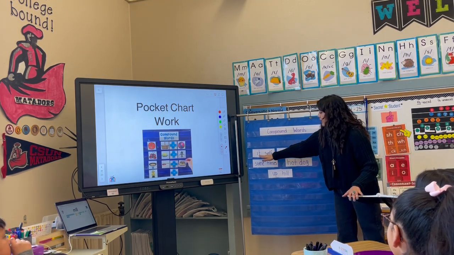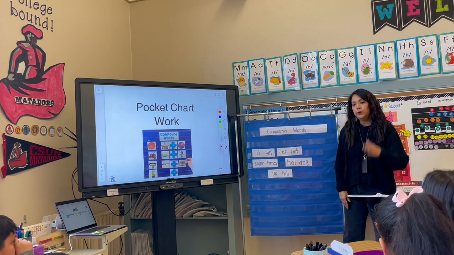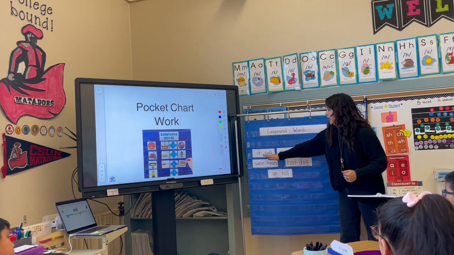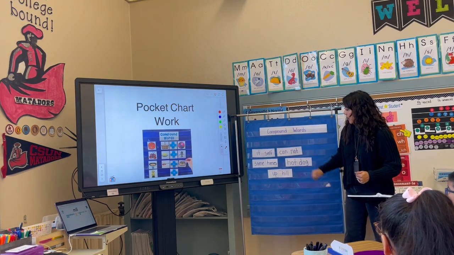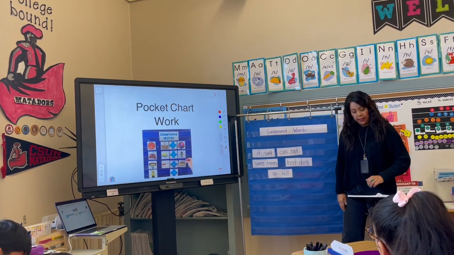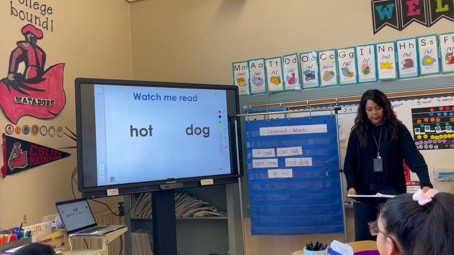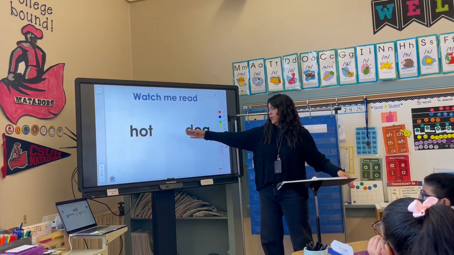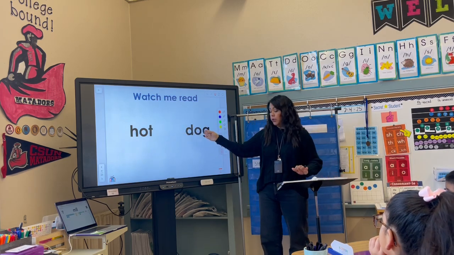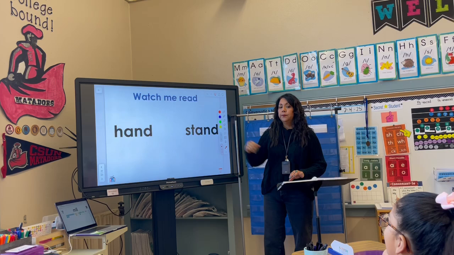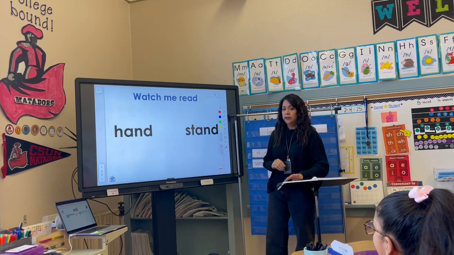Let's go ahead and read our words together. Ready? Itself. Now when I read it, do I read them separate or do I read it together? Here we go. Itself, cannot, sometimes, hot dog, uphill. Excellent reading. Okay, so now that we just read them, the words are going to be very easy to read. What's the word? Hot. What's the word? Dog. What's the word? Hot dog.